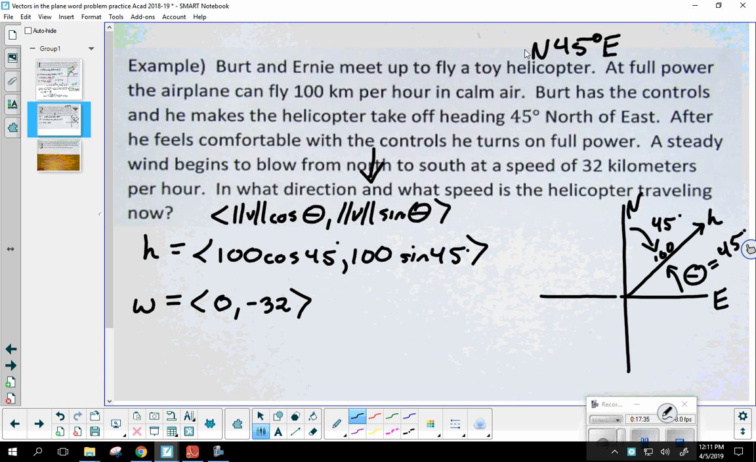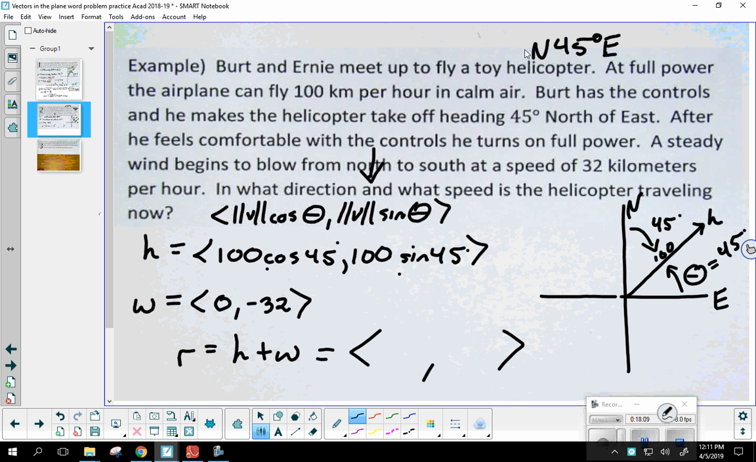Okay. How did we do with the component forms? How many people had those set up right or really close? All right, so let me go ahead now. In order to find the resultant, what am I going to do with these two vectors? Add them up. H plus W. So we'll find the decimal values of those, and we'll end up with some component form. Now, once you have that R vector, you find the magnitude and theta. That should help us get the answer to the question.